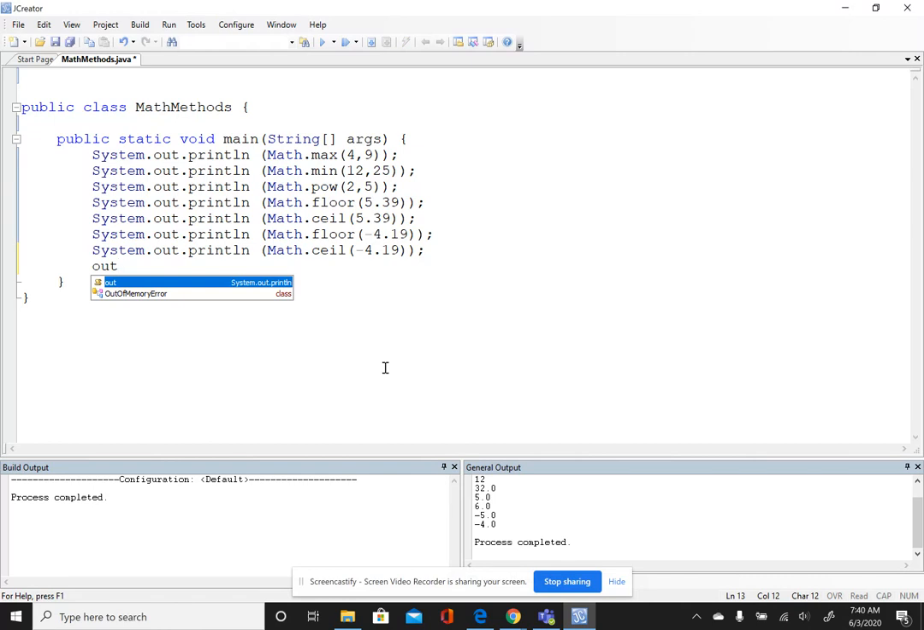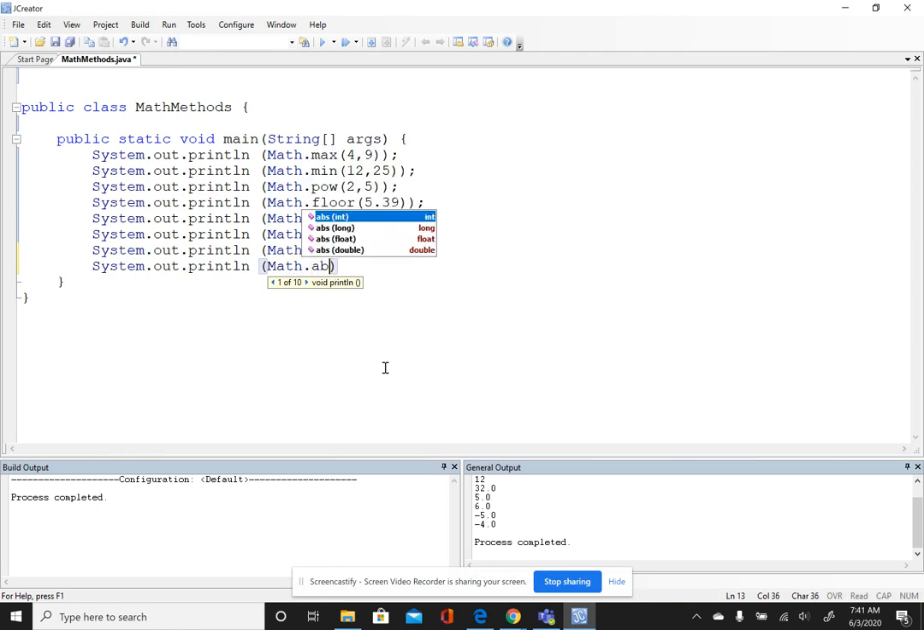Okay, and then also we can use the absolute value, math.abs. Take any negative number, say negative 6.30. It returns the positive of this number. Of course, if it's already positive, then it stays positive.